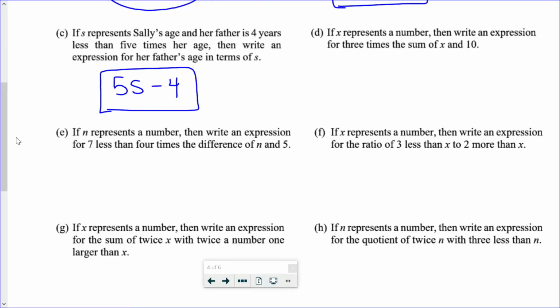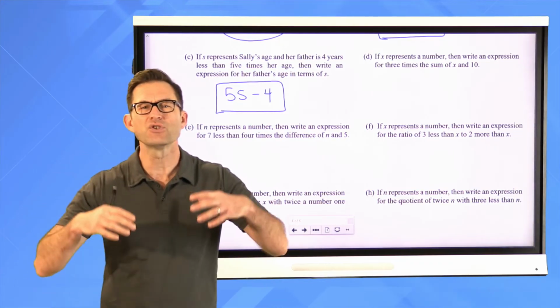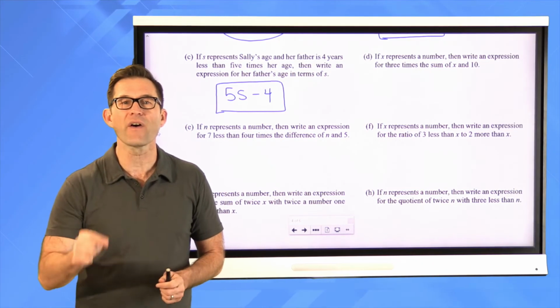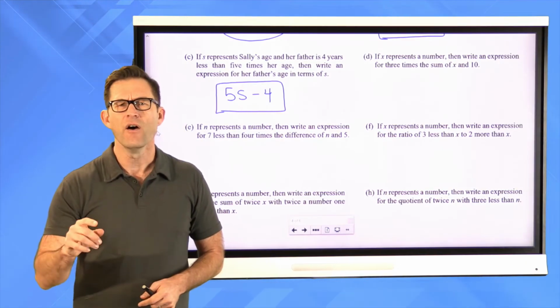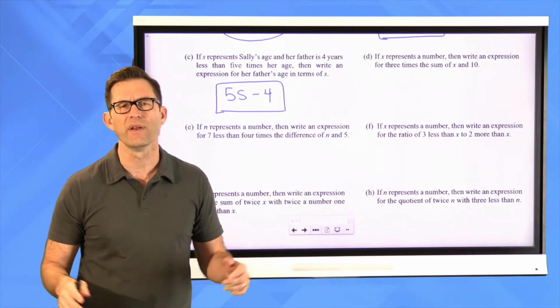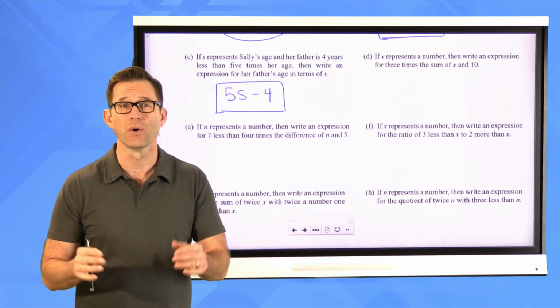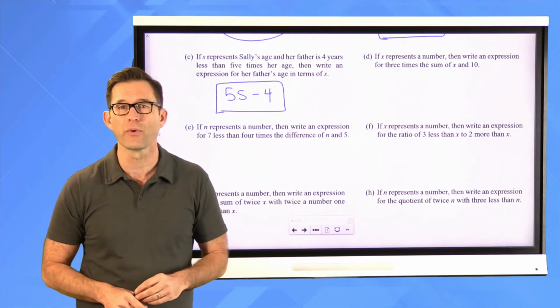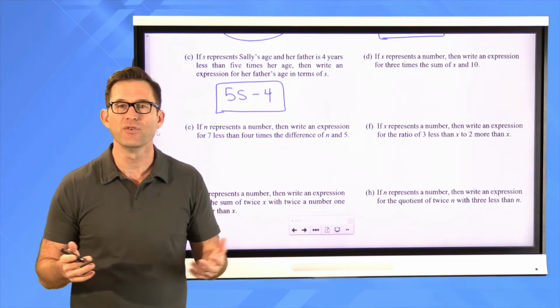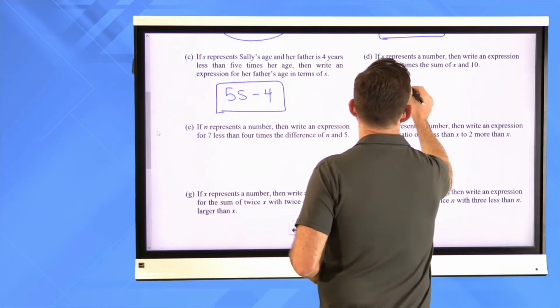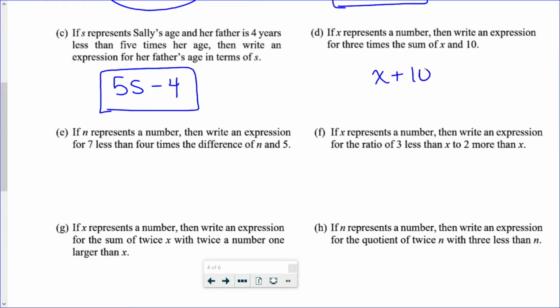Let's take a look at letter D. If x represents a number, then write an expression for 3 times the sum of x and 10. So this is interesting, right? Again, I want you to always picture how you would do the calculation if I gave you the value of x. So if I said, hey, find out what 3 times the sum of 2 and 10 is, the first thing you would do is you would add 2 and 10 together, you'd get a result, and then you'd multiply that result by 3. In this case, the way that we have to do that is we say, well, I'm going to add x and 10 together, get a result, and I'm going to multiply that result by 3.